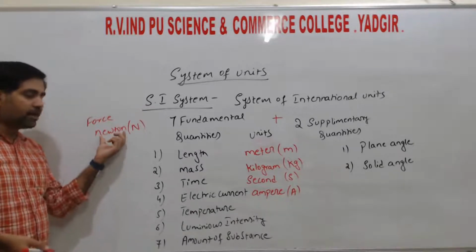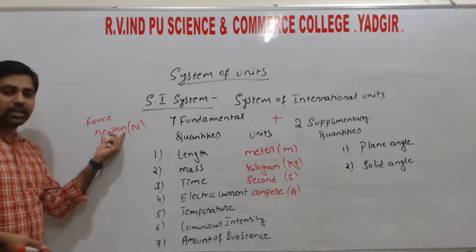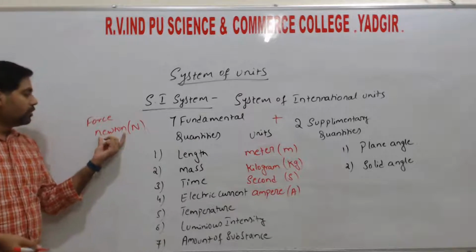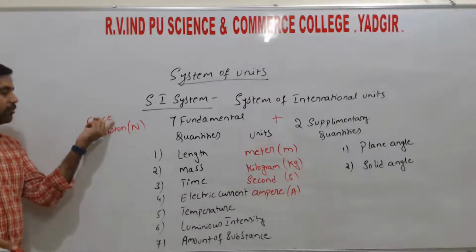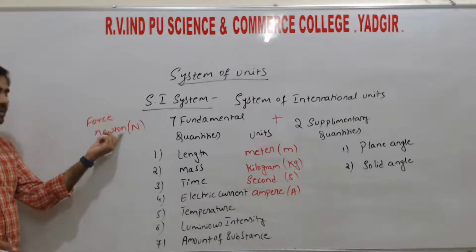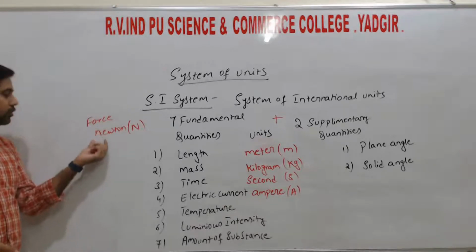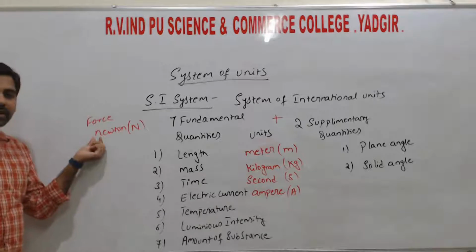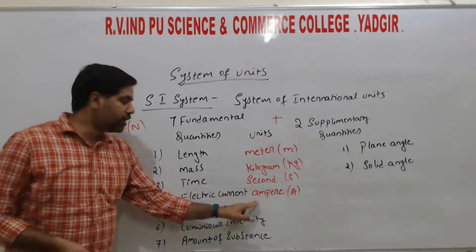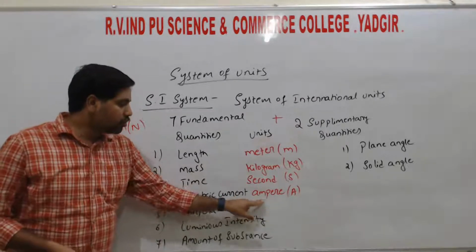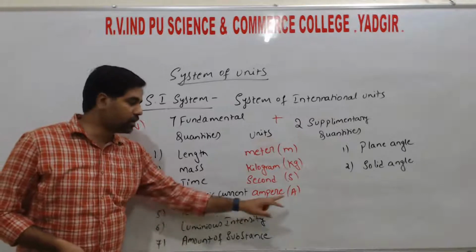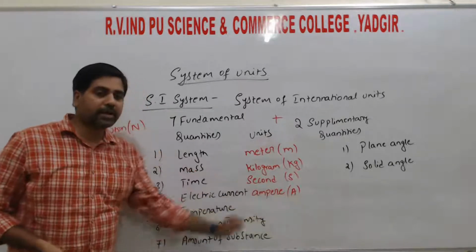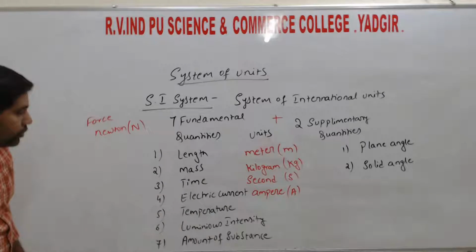Right? So Newton is the SI unit of force. Newton is also a scientist's name, given to the SI unit for force. So here, when writing the scientist's name as a unit, it starts with a small letter. Here also, ampere is a scientist's name, so it starts with a small letter, and the symbol is represented by capital A.